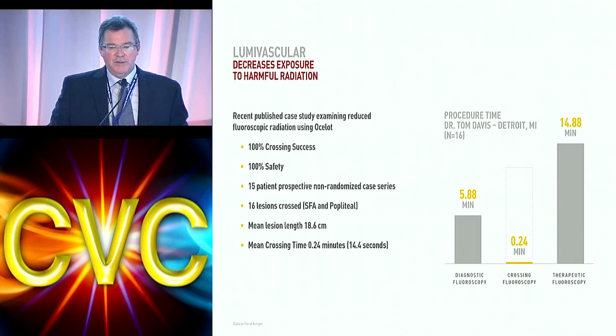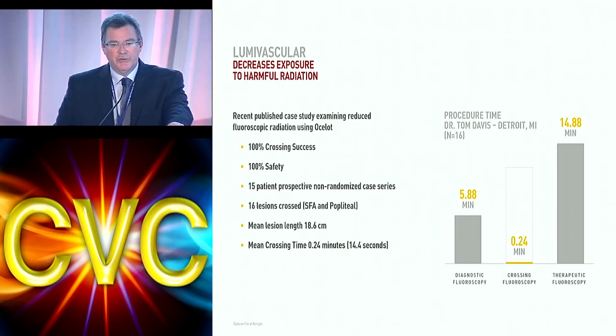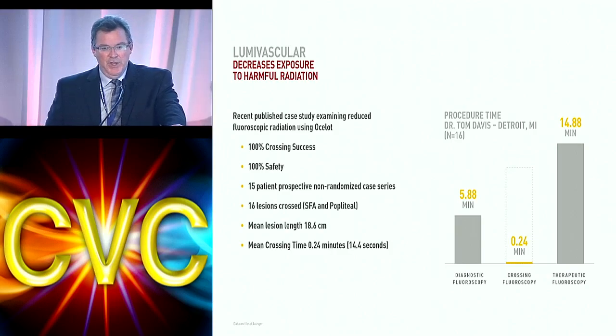So what I did, when we first started doing this, was look at shutting the fluoroscopy off to see if we could actually cross these lesions. This is something that we published, a small series, and we had 15 patients with 16 lesions in the SFA and popliteal. And again, the mean lesion length was 18.6 centimeters.